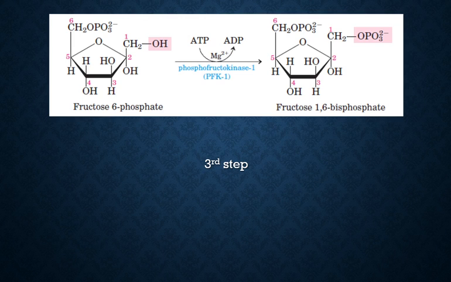Why is it called the rate limiting enzyme? Let me elaborate. It is active when the concentration of ADP is high, and it is less active when the concentration of ADP is low and the concentration of ATP is high. Thus, if sufficient ATP is there in the system, the pathway will slow down. So this is called the rate limiting step, or this is the rate limiting enzyme.